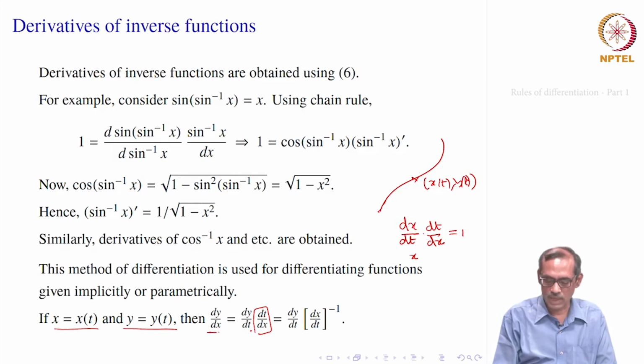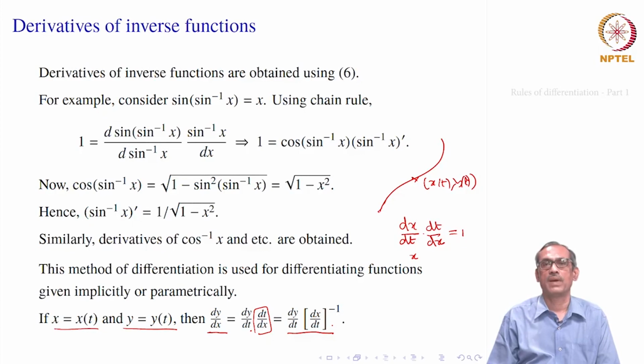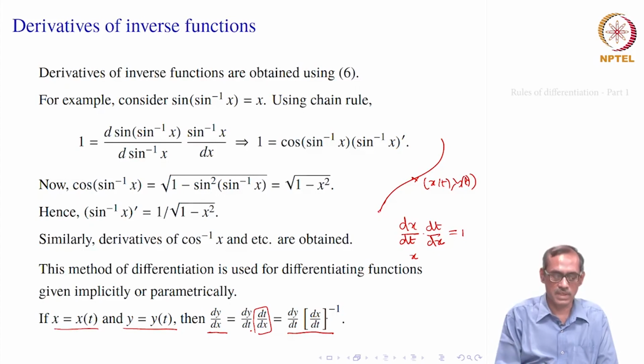So, we can use this formula dy by dx equal to dy by dt into dx by dt to the power minus 1. Of course, they will be defined when dx by dt is not 0 at a point. In fact, if we want abstractly for every t, then everywhere in its domain of the parameter, dx by dt should not be 0. So, these are assumed implicitly.